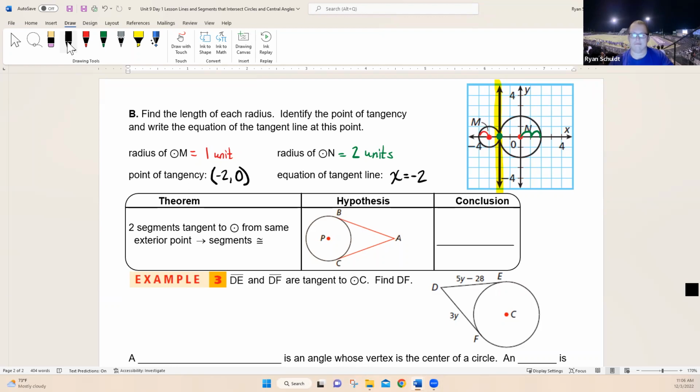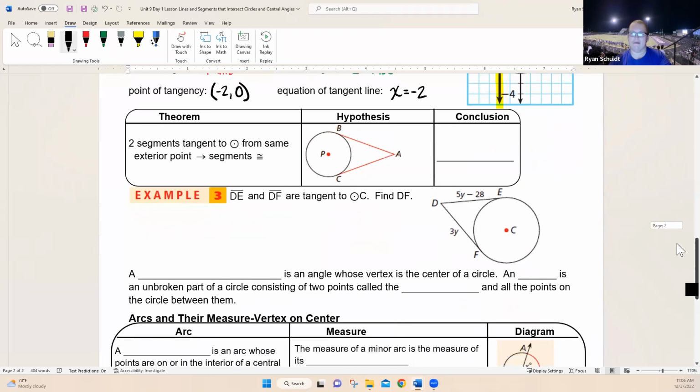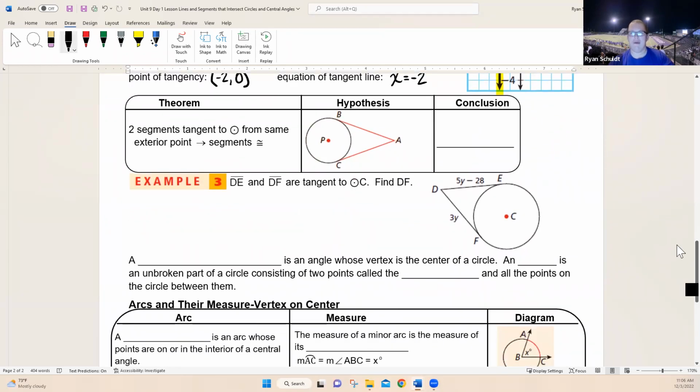There we go. So far, we haven't done too much math other than writing the equation of a line. Let's get to the math. Math is fun. Math is F-U-N. Fun, fun, fun.